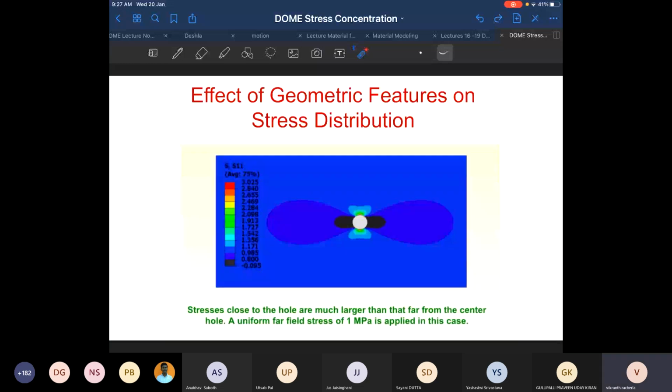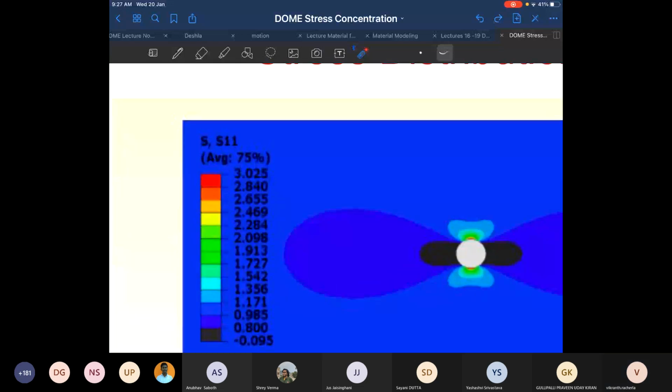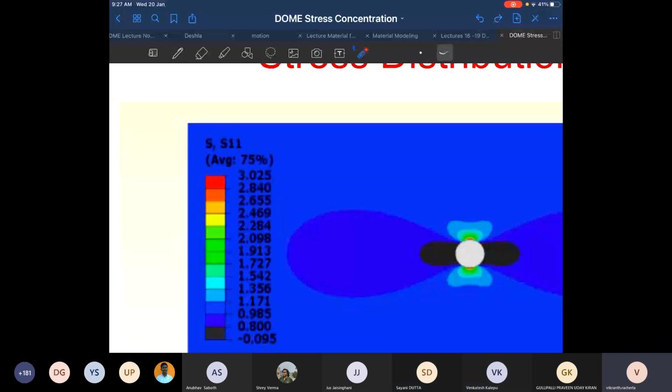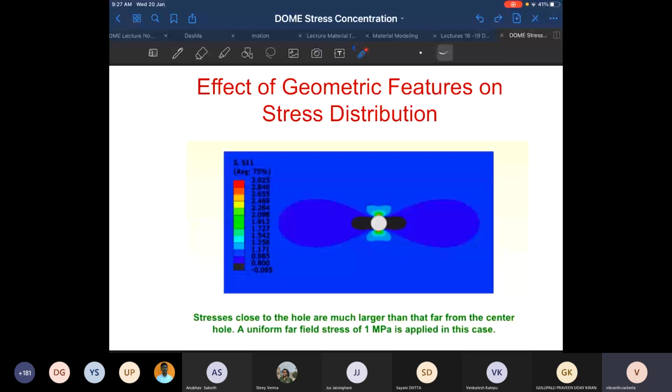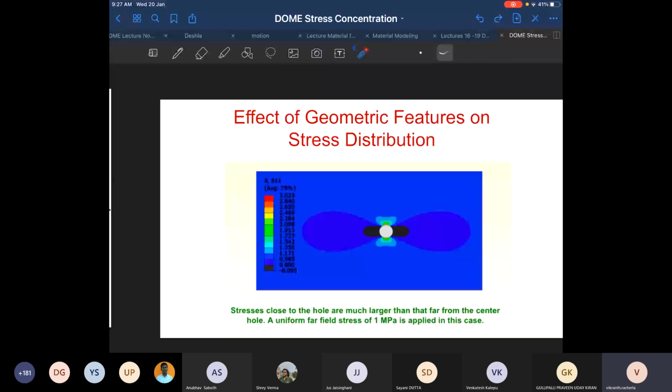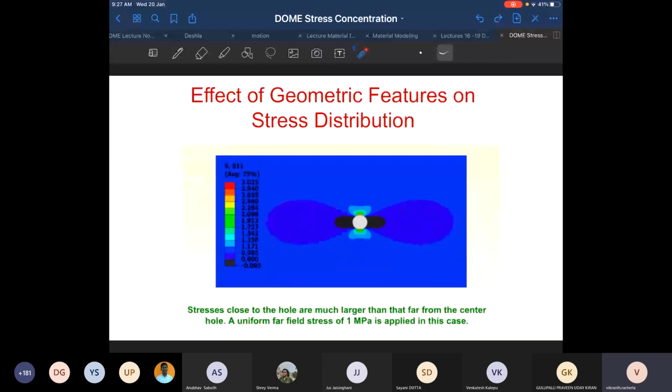It will be 1 megapascal plus some stress concentration. No guessing. I'm showing you a contour plot. What is the magnitude of stress? How much is it? Can you see this? 3.02. It is close to 3 megapascals. So a simple circular hole in a plate gives you a stress concentration of 3.